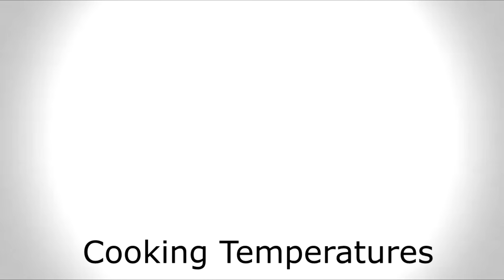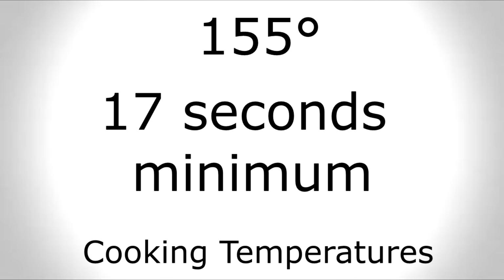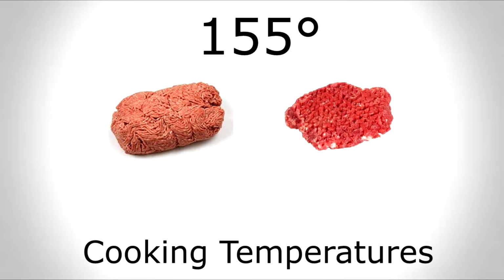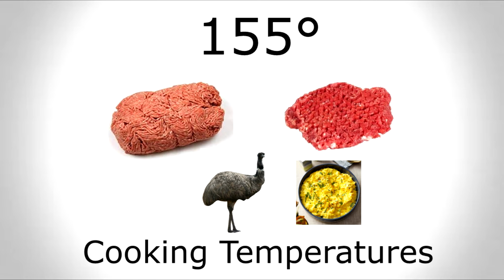The next temperature is 155 degrees Fahrenheit. Foods cooked to this temperature must reach this temperature for at least 17 seconds. These foods include ground meats, including ground beef, ground pork, ground game, and ground fish, including sausages, any injected meats or mechanically tenderized meats. The cooking of ratites, such as ostrich and emu. And finally, eggs for hot holding.